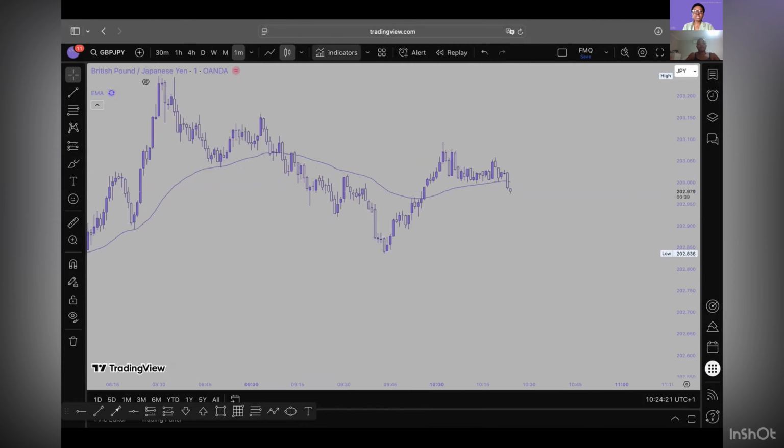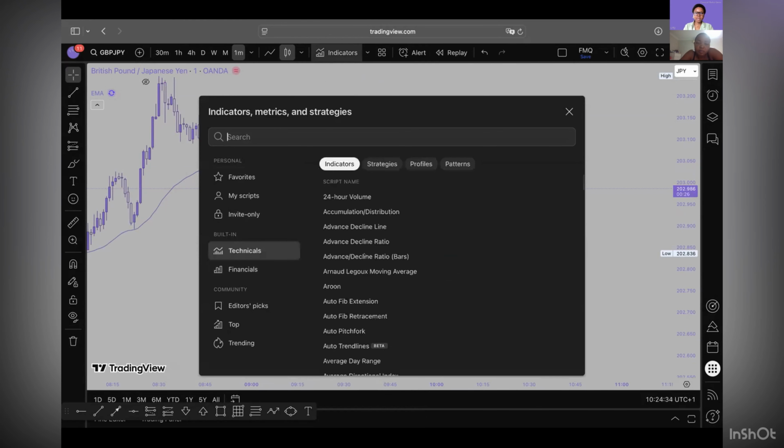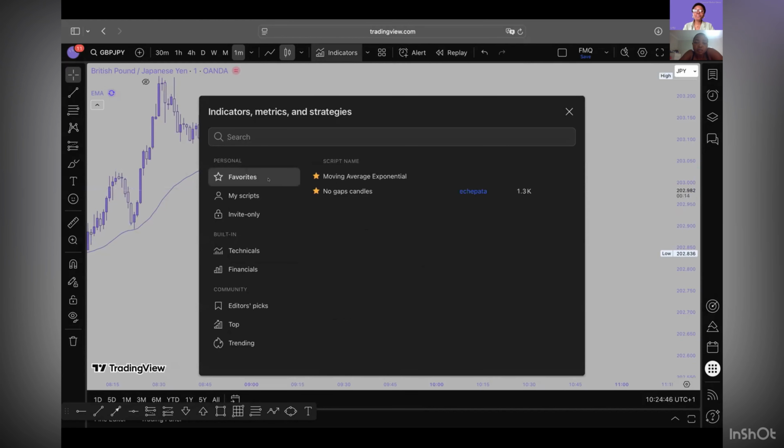Now, the next one is indicators. Indicators is where you have your moving average, the numerous indicators you can choose. You have them there. You have the 24-hour volume, accumulation distribution, advance decline line. All of them, there are a lot there. So to not bombard you with all of them, I'm going to say to you, these are the two indicators that I use on TradingView. It is called the moving average exponential. That's the EMA. The moving average exponential and no gaps candle.